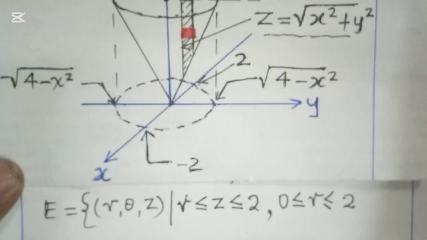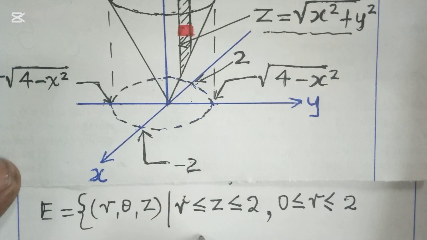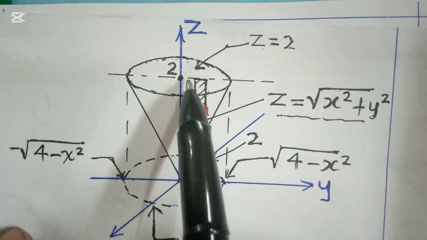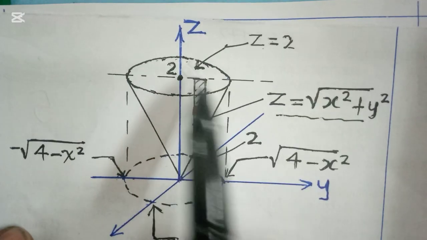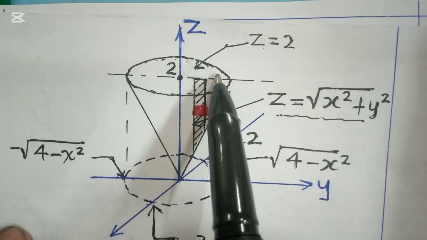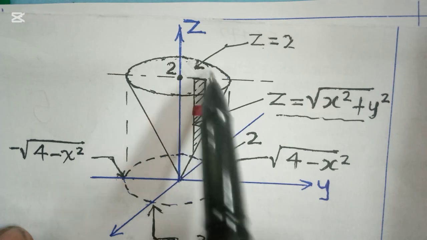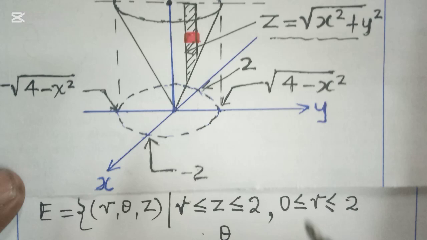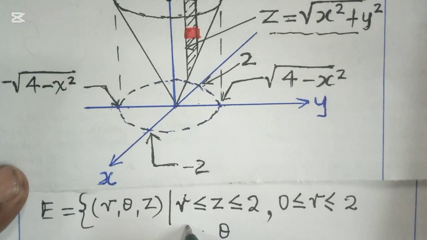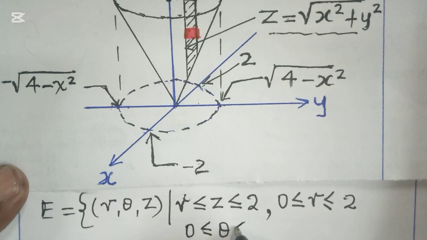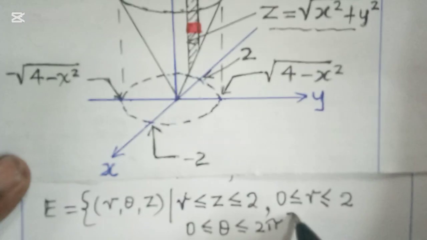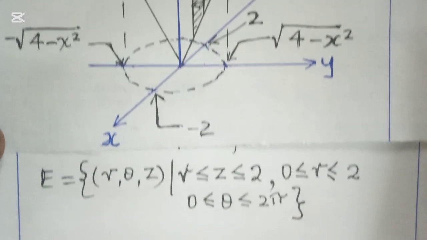Then guys, I now go to theta. For theta, we are going to rotate. After we have moved from this point to this point, we rotate the whole of that sector or element around, which is now 2 pi. So this one will be from 0 to 2 pi. So that's how we are going to do that question.